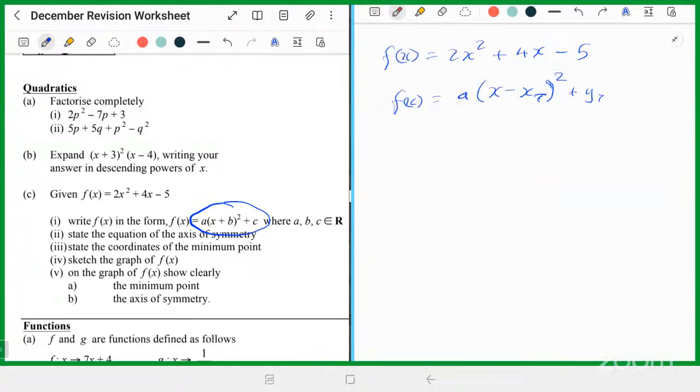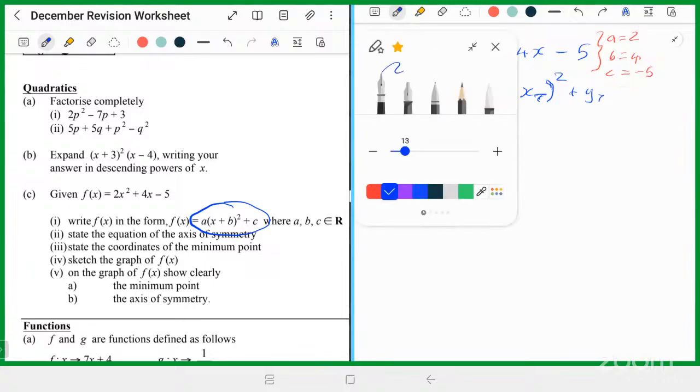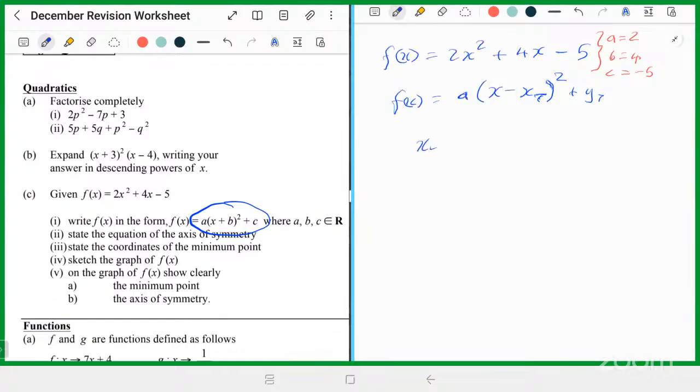Alright, so the a, b, and c from our standard form is that a is equal to 2, b is equal to 4, the coefficient of x, and c is equal to negative 5, the constant term. And the xt and the yt are calculated in terms of this a, b, and c like this. So the xt that we want is minus b over 2a. Alright, that's our way of calculating the value that's coming here.